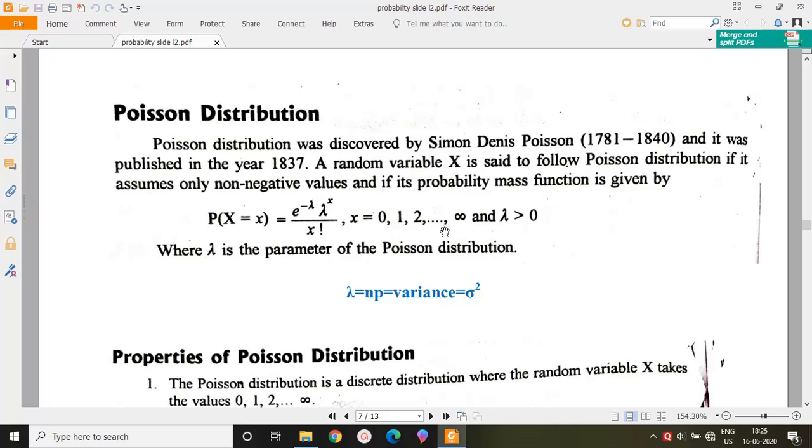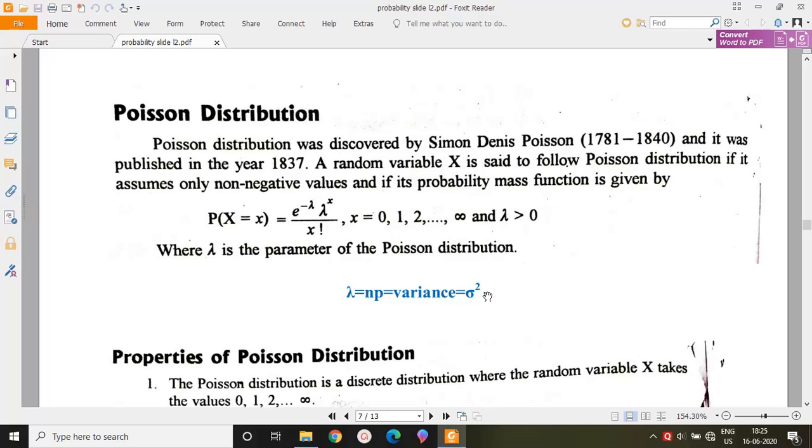Here your lambda value is np, n is the number of trials, p is the probability of success, and interestingly this lambda equals np equals sigma square. Poisson distribution is very interesting in that mean and variance are equal. Other distributions won't have equal values of mean and variance. So only this lambda, which is equal to np, defines your Poisson distribution. You don't need other values. It is very simple in that case.